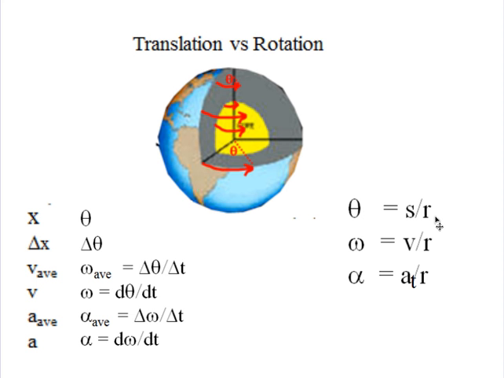Well, if we then take this expression and take the derivative of it with respect to time, the derivative of theta with respect to time is going to be omega, and the derivative of this distance, this arc, with respect to time is going to be the velocity. R is a constant, and so when you take the derivative of it with respect to time, it's a zero. So it's really a variable divided by a constant, and so it's the derivative of the variable divided by that constant. Again, if you take the derivative of this expression with respect to time, here you get alpha, and the derivative of velocity with respect to time is the translational acceleration.